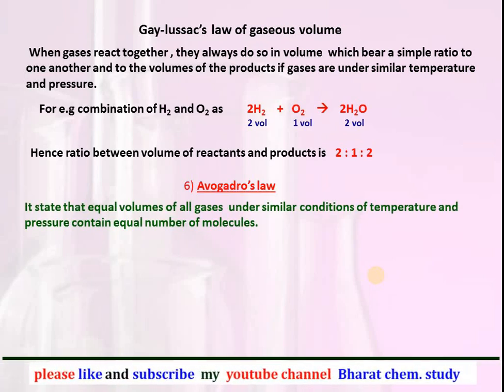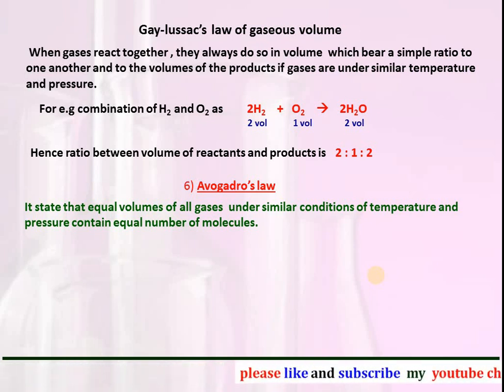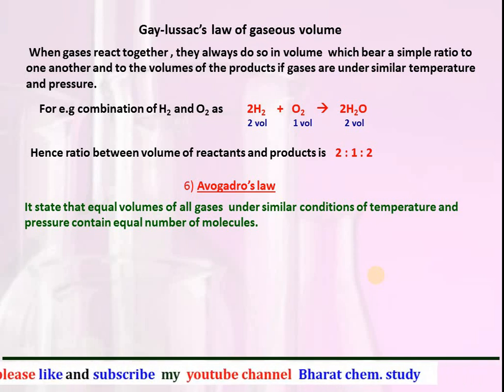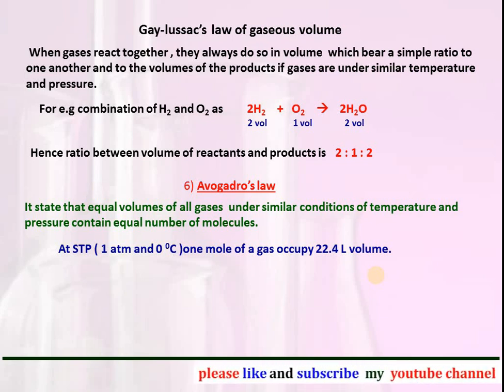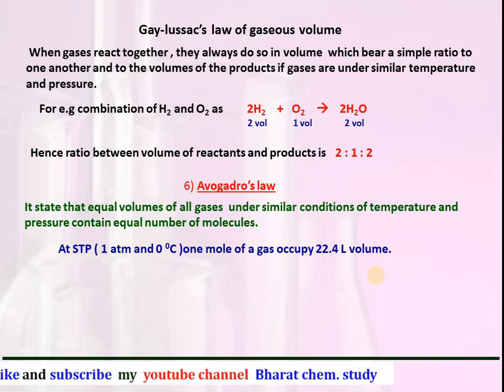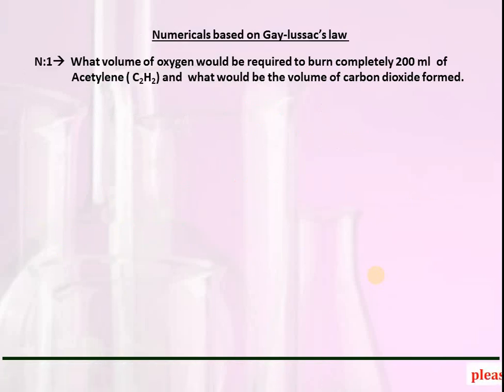Avogadro's law. It states that equal volumes of all gases under similar conditions of temperature and pressure contain an equal number of molecules. That also we have studied in standard 10. At STP, that is the condition of 1 atmosphere pressure and 0 degree Celsius temperature, 1 mole of a gas always occupies 22.4 liters of volume.